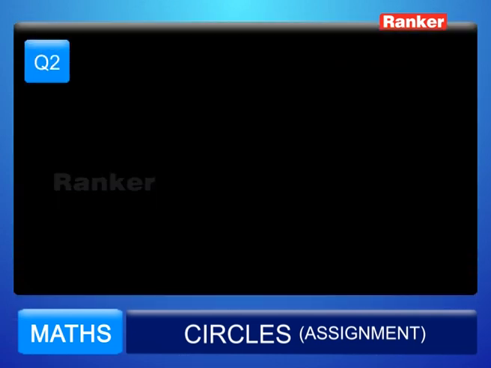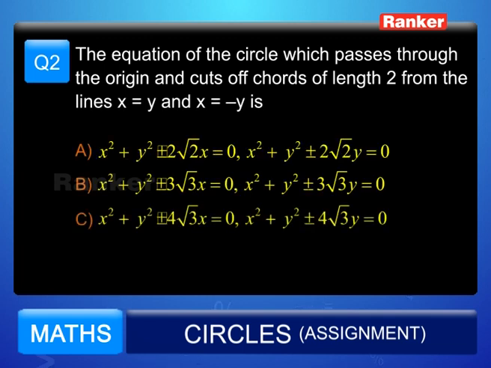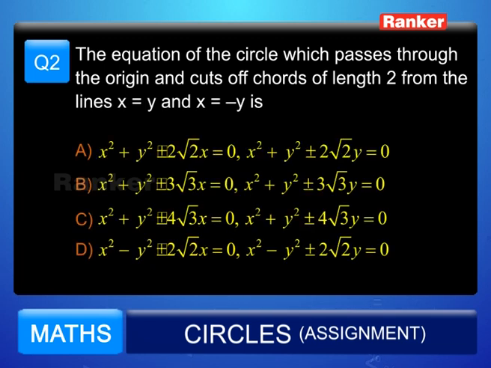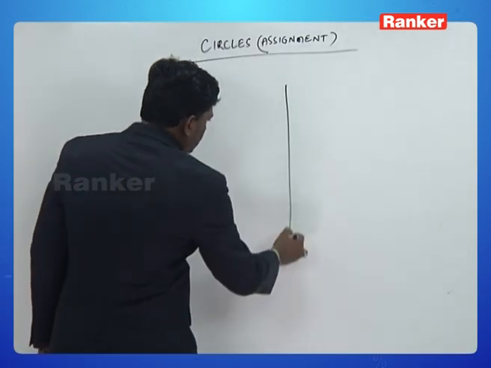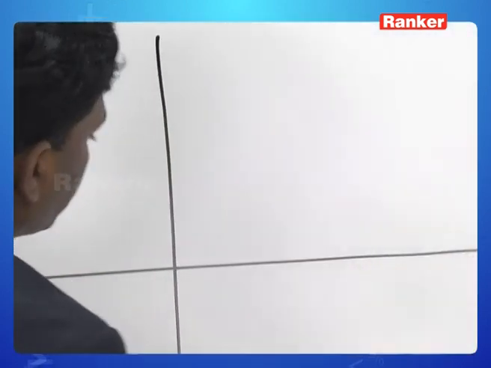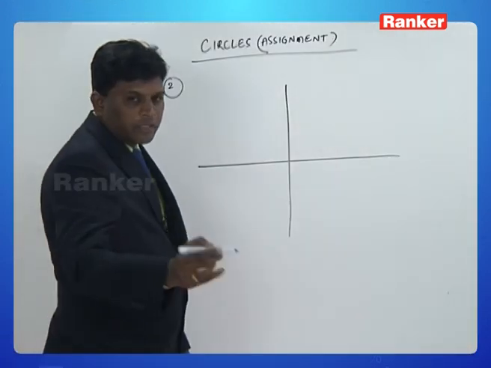Now coming to the second question, the equation of circle which passes through the origin and cuts off equal lengths from the lines x equal to y and x equal to minus y is what? Here two lines are given in the question.